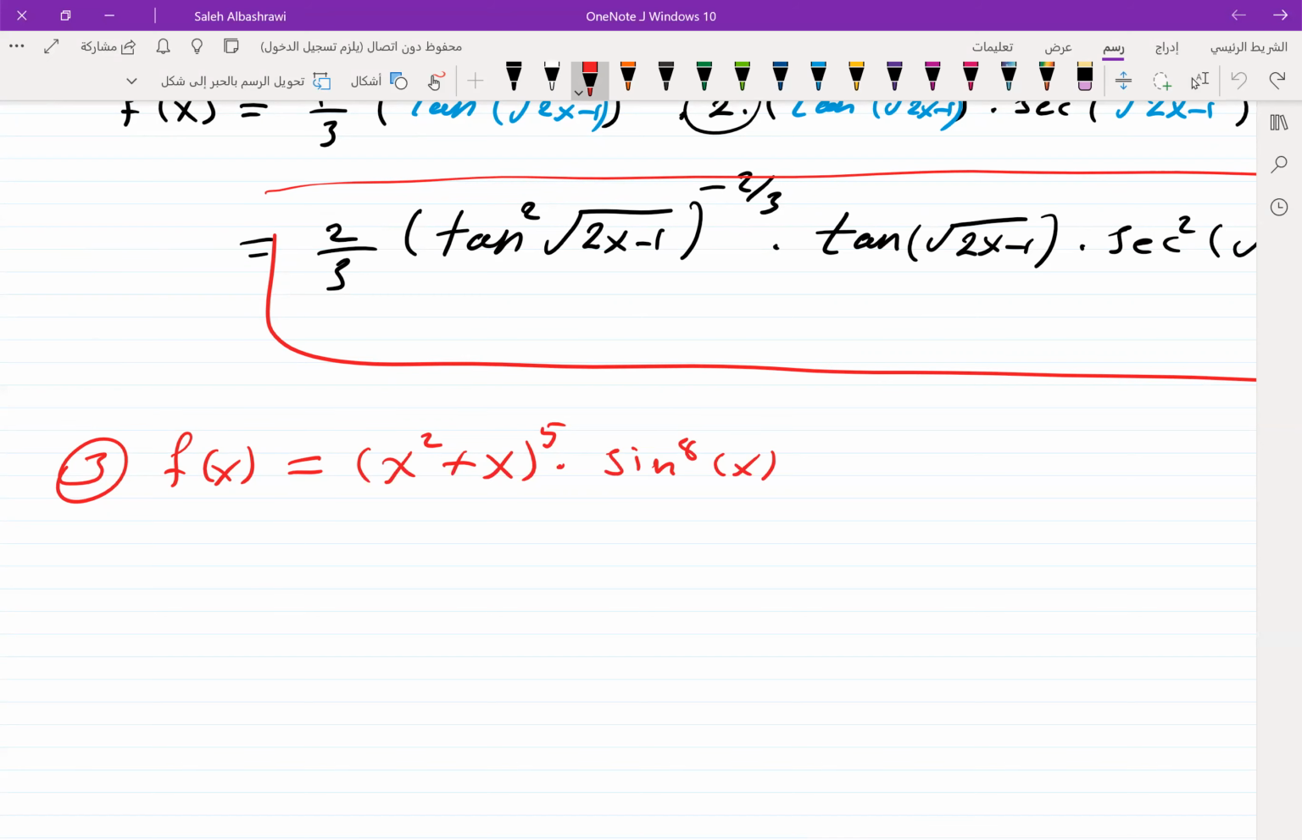You can see for this example that I have multiplication of 2 functions. Multiplication of 2 functions, which means that to find the derivative, I have to apply the product rule first. In the first step, I will apply the product rule. We write it as step 101. Apply the product rule.